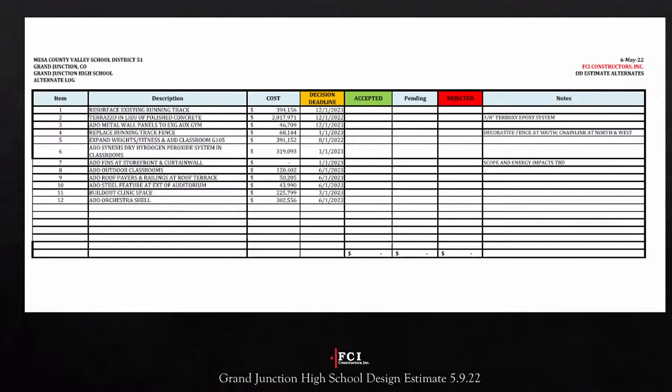On the alternate, I don't see anything on the existing gym, the west wall. So what are you doing with the west wall? You said you were going to just dry it in.